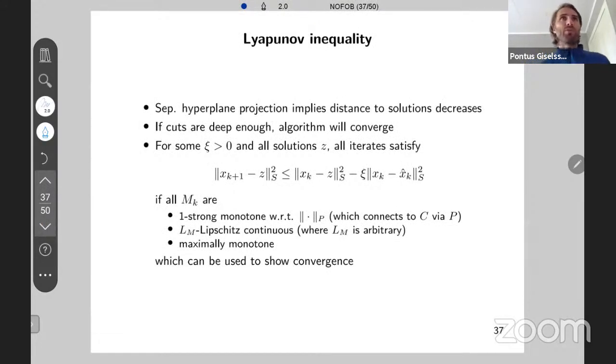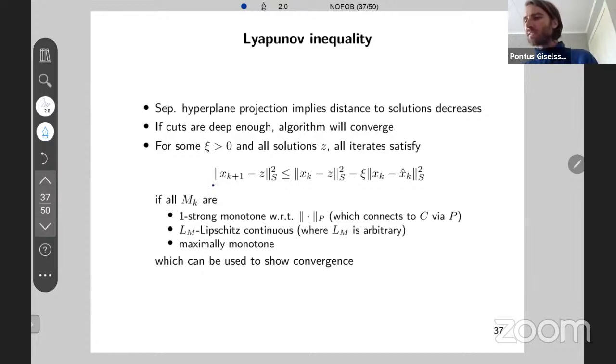The way we can prove convergence for this is that since we have a separating hyperplane and we project onto that, we know that we will not get further away from a solution. If you have a point and a separating hyperplane, and you project onto that, and you know that the solution set is on the other side, you will actually not be further away from the solution set than you were before. And if you repeat this, you know that your distance will not increase, at least. And if the steps that you take are long enough, you will in the end converge towards a solution.